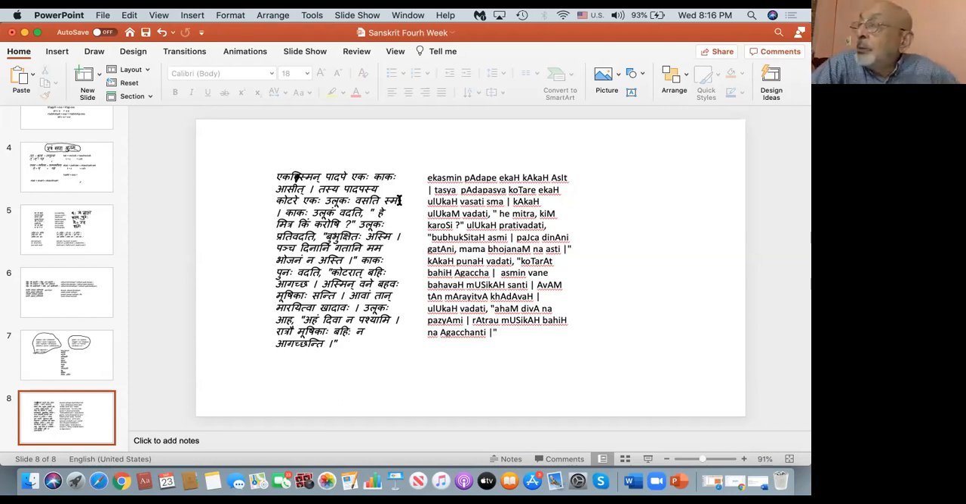It indicates nature, habit. Suppose somebody finds me eating mango all the time. If somebody sees me eating mango one time, twice, three times, four times, then Gautama amram khadati sma, he habitually eats mango. Okay. Tasya padapasya kotare ekaha uluka vasati sma. So translate the sentence.